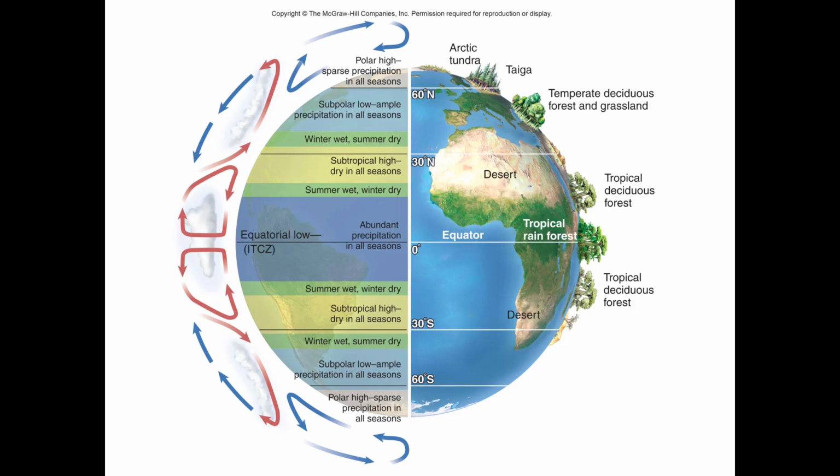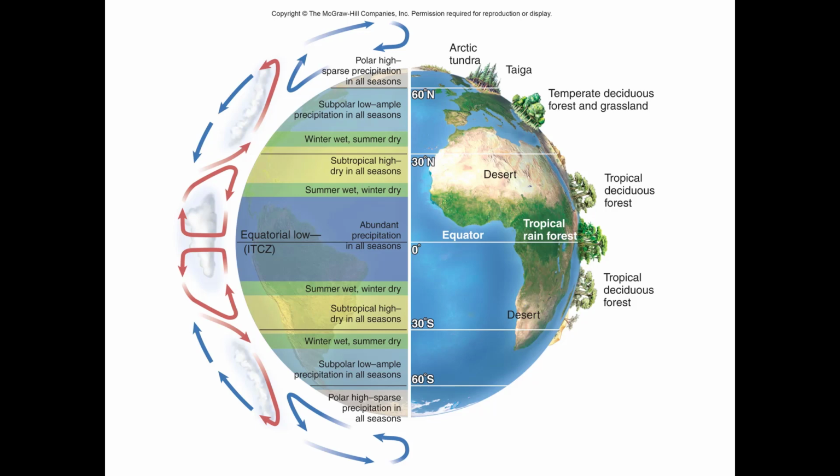The polar high has low precipitation during all seasons. The subpolar low has ample precipitation in all seasons. You can see that in the taiga and temperate deciduous forests and grasslands. Then you have places with wet winters and dry summers, like where we are. Subtropical high, dry in all seasons, is your deserts, and the summers are wet, winters are dry. That's going to be where the ITCZ is going to be moving up.